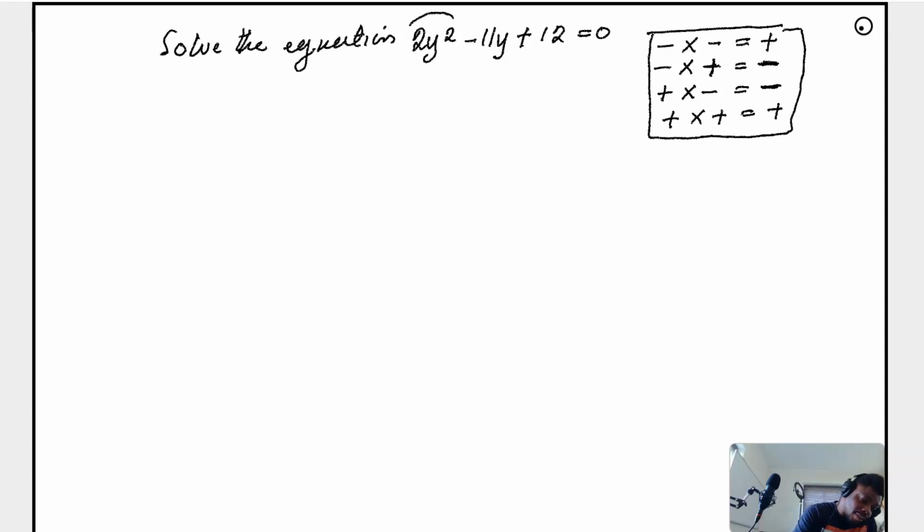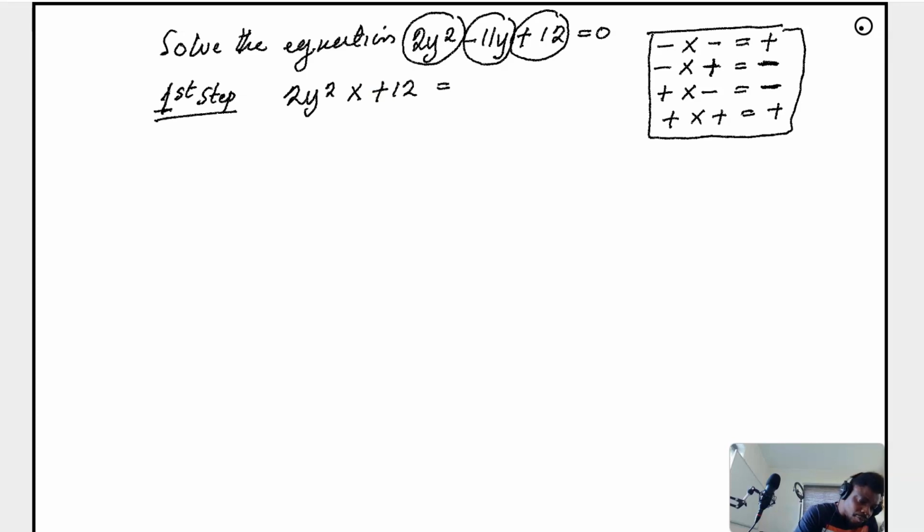So, this is the first term, this is the second term, and this is the third term. Remember, first step, you multiply the first with the last. The first is 2y squared, and the last is plus 12. So if you multiply 2y squared times plus 12, this is what? Plus 24y squared.